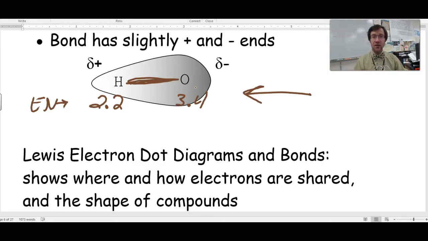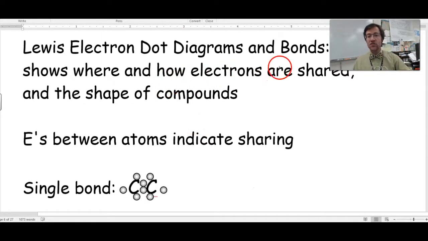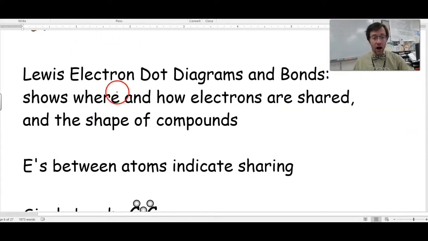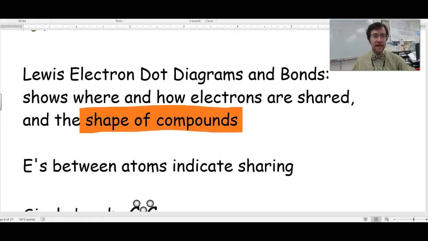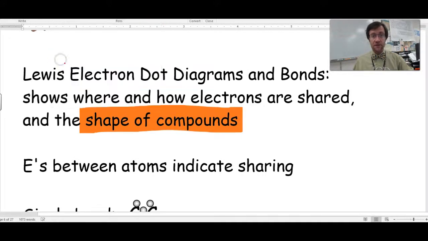And the Lewis electron dot diagrams are important to show us how those bonds shape the entire molecule. Okay? So, Lewis electron dot diagrams and bonds show where and how electrons are shared and the shape of compounds. This is important. It shows us the shape of compounds. I cannot express to you how important it is to have the shape. Reason being, structure determines function. Like your car key is your car key because it's shaped like your car key. If it was shaped like a ring, it would be a ring. Do you understand what I'm saying? It's just that basic, but also important.